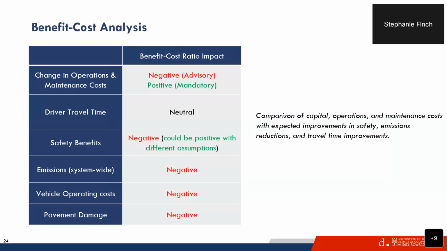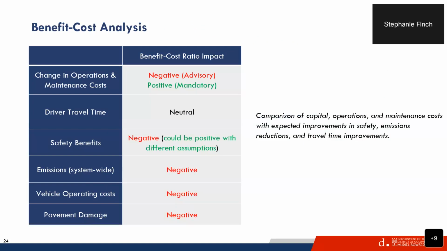The findings of the cost benefit analysis were that in the advisory scenario, where the district would have to maintain both sets of signs, we would expect higher operations and maintenance costs. There would be a positive benefit to the district, saving money in operations and maintenance, for the mandatory system, where they would only need to maintain one set of signs.